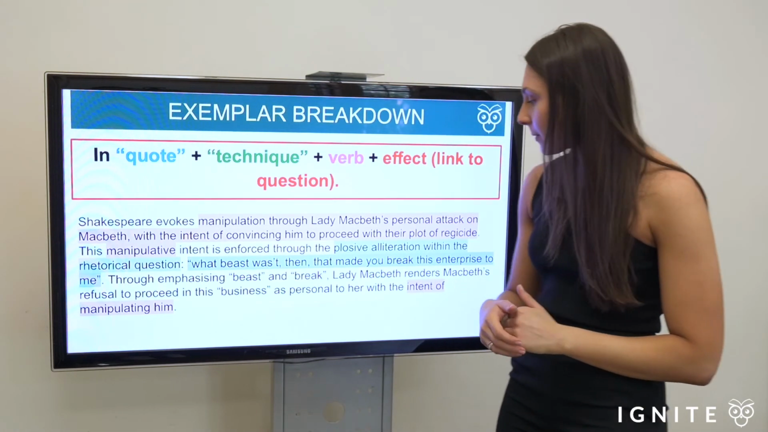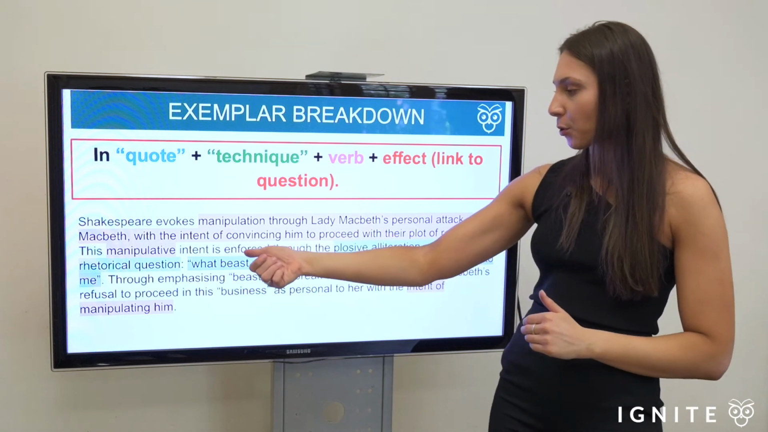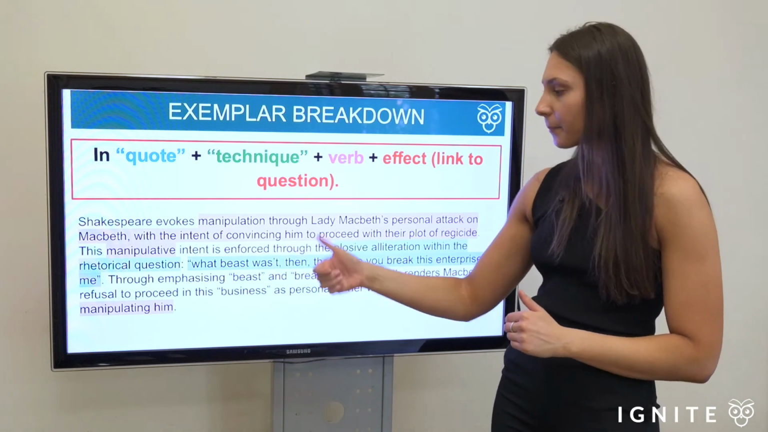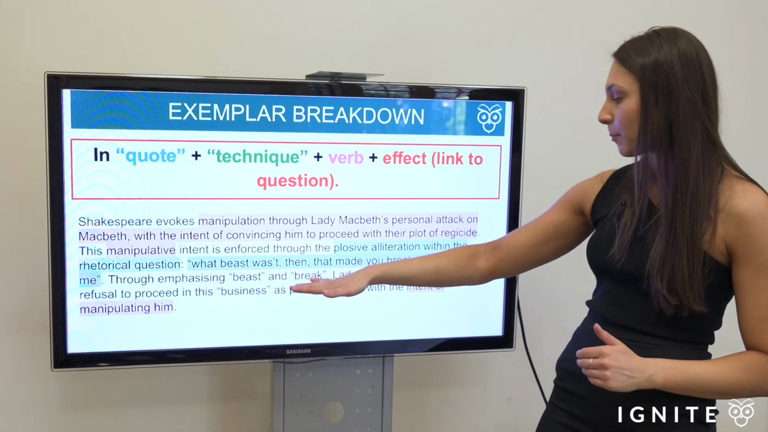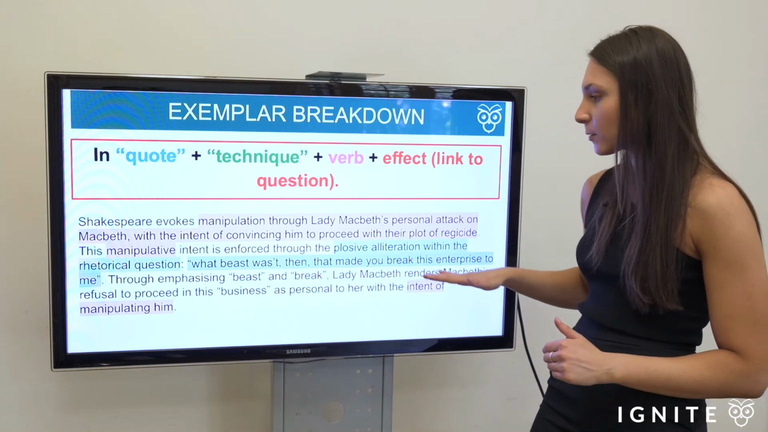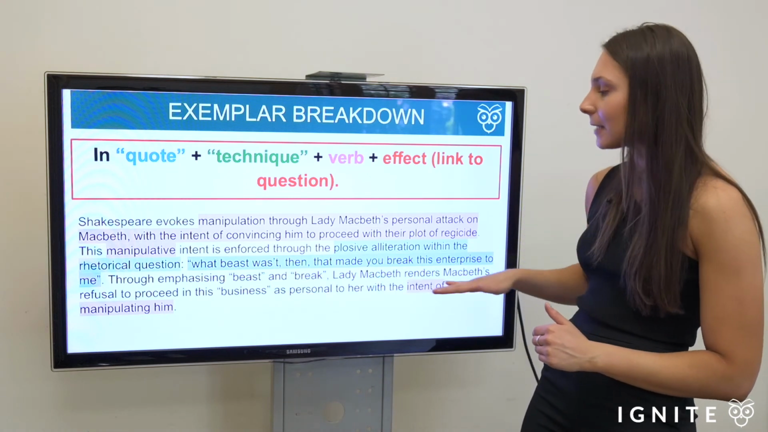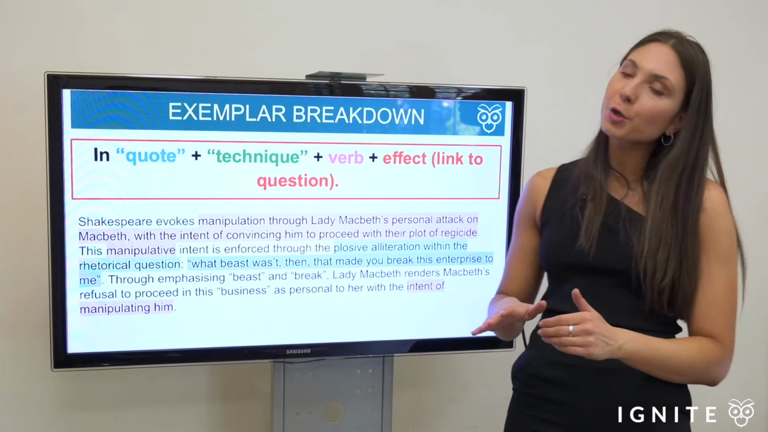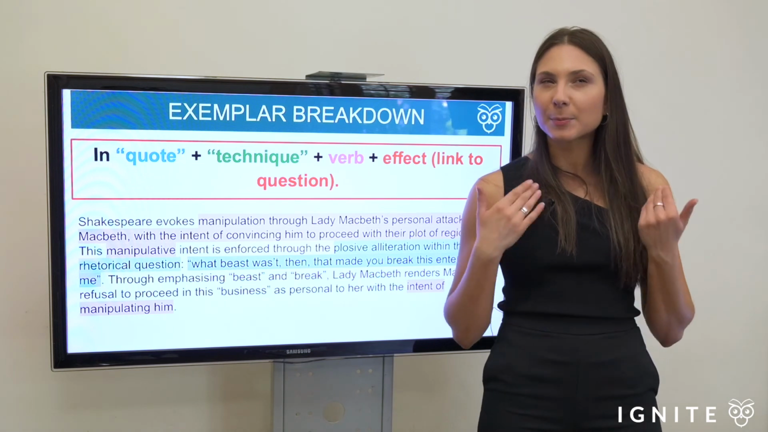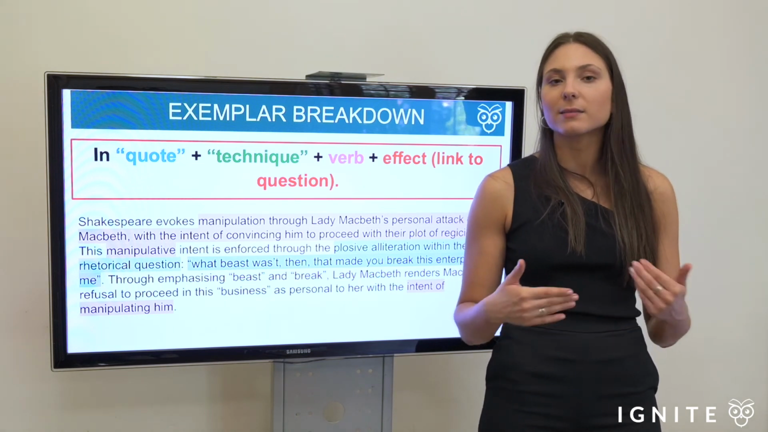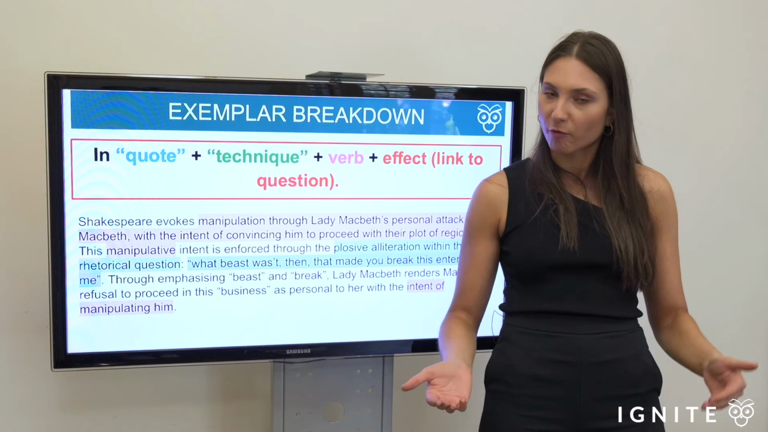Okay, and I framed here my plosive alliteration and the rhetorical question clearly. I identified my technique. So through emphasizing beast and break, Lady Macbeth renders Macbeth's refusal to proceed in this business as personal to her with the intent of manipulating him. So I don't only just give the quote and the technique, I explain specifically how that technique links back to what the question is asking of me.